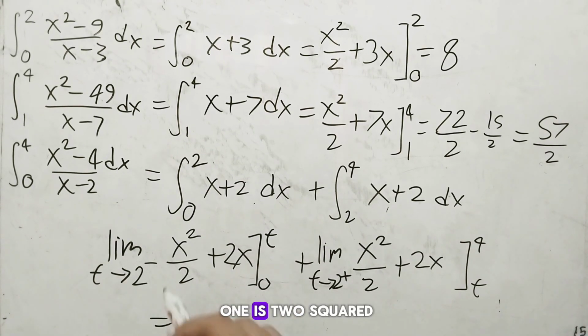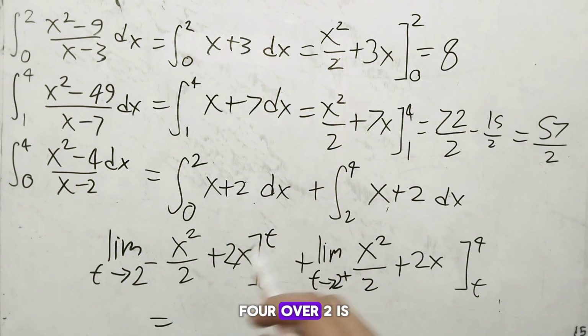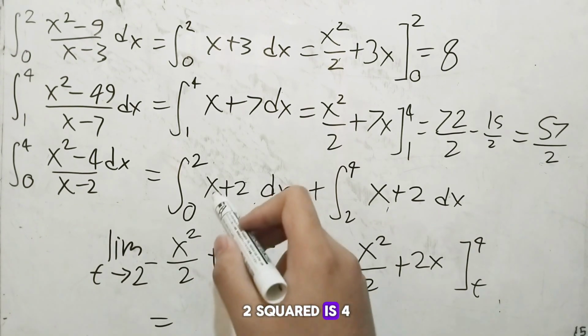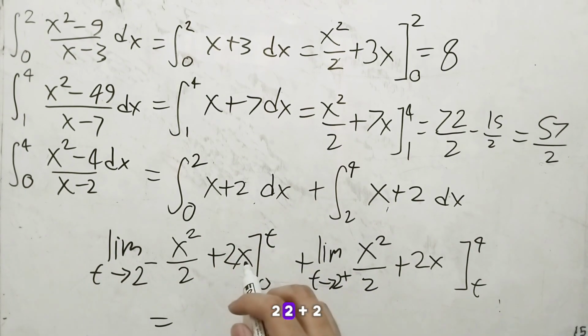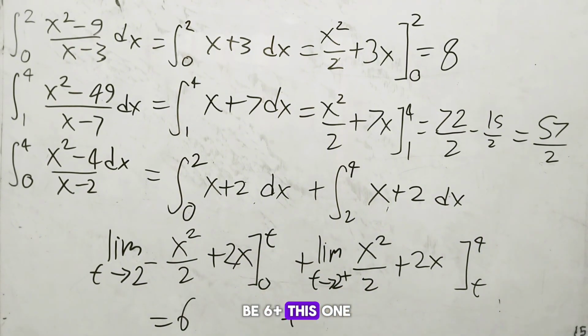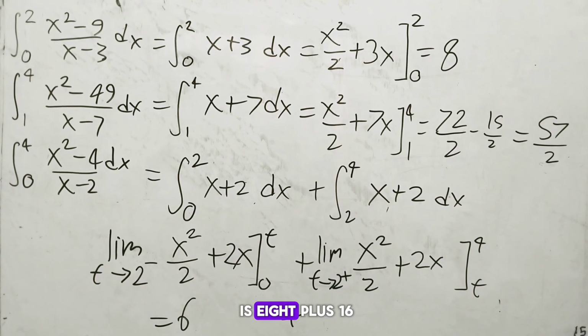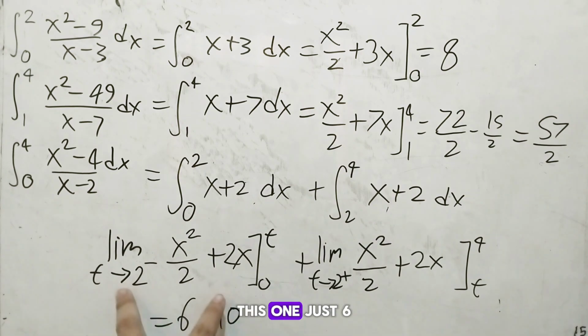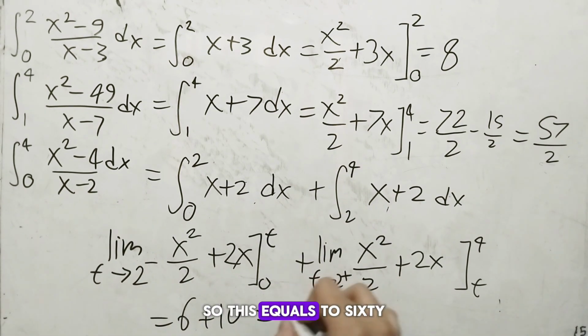The first one actually is really simple. When t equals 2, 2 squared is 4, 4 over 2 is 2, 2 times 2 is 4, and 2 plus 4 is 6. So it's going to be 6 plus this one. Now we put 4 in. 4 squared is 16, over 2 is 8, plus 2 times 4 which is 8, that's 16. And then at t, this is the same thing as that one, which is 6, so the second part is 16 minus 6, which is 10. So this is 6 plus 10, equals 16.